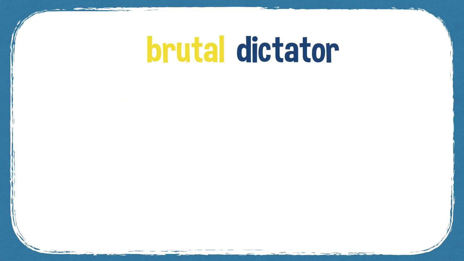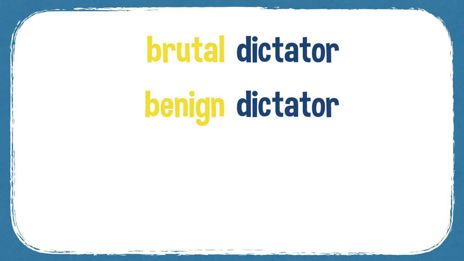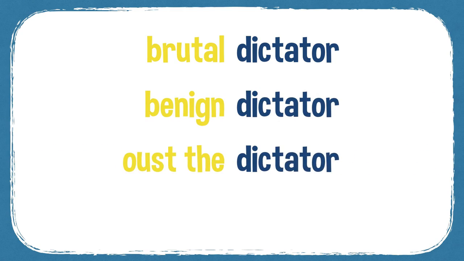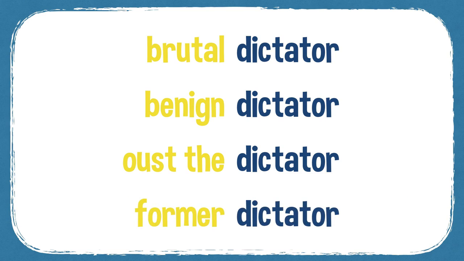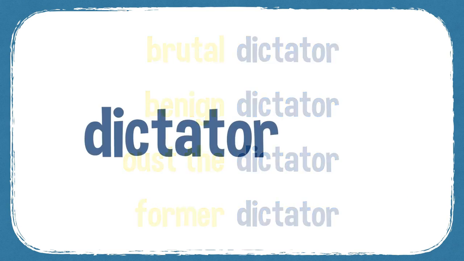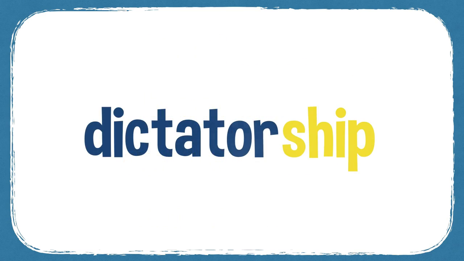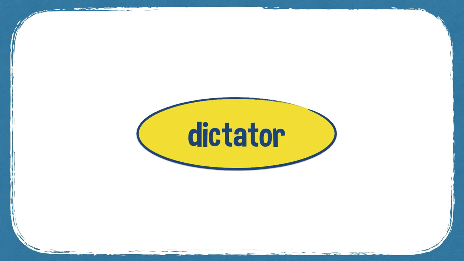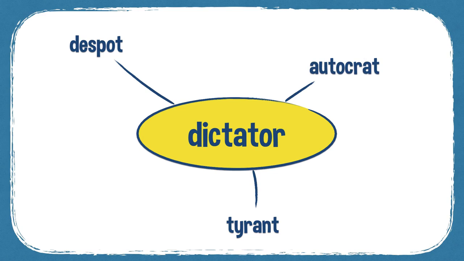So you can have a brutal dictator. If you have a nice dictator, you can have a benign one. A benign dictator is a harmless dictator, this means. You can oust the dictator and a former dictator. And you can turn the word dictator into dictatorship. And some synonyms for dictator: despot and tyrant. These two words show that the dictator is cruel. An autocrat is a more neutral word.